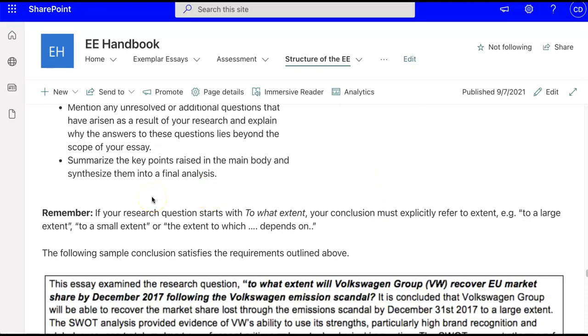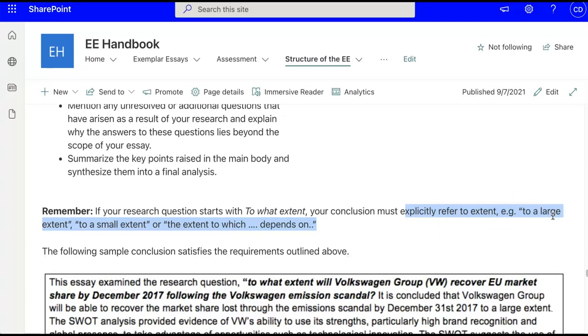Okay, remember that if your research question starts with "to what extent," which students often use for their EE, your conclusion must explicitly refer to extent. So for example, to a large extent, to a small extent, or the extent to which depends on, that must be referred to in your conclusion.